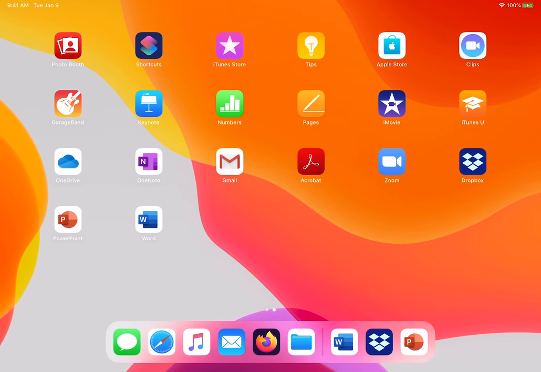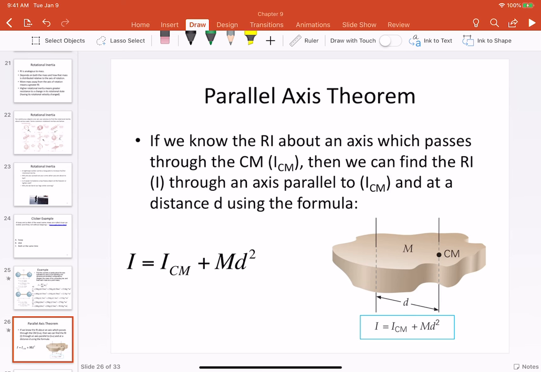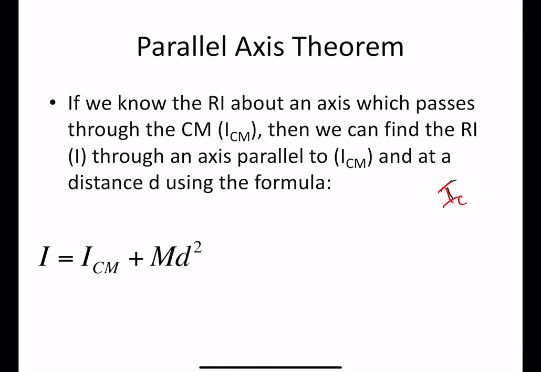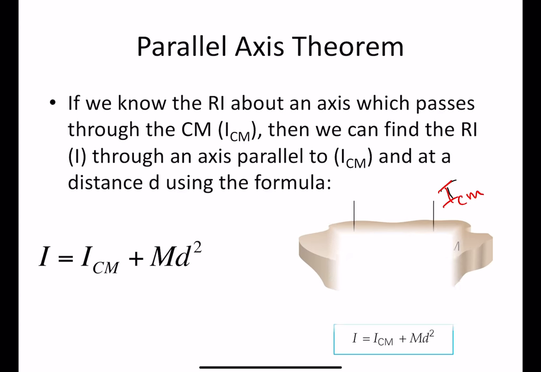Let's go back to the PowerPoint and look at this nicer diagram. So here you've got a weird shaped object. The center of mass is shown, and you happen to know the I about the center of mass, about an axis which goes through the center of mass. Let's call that ICM.